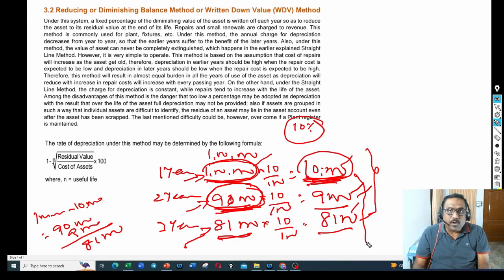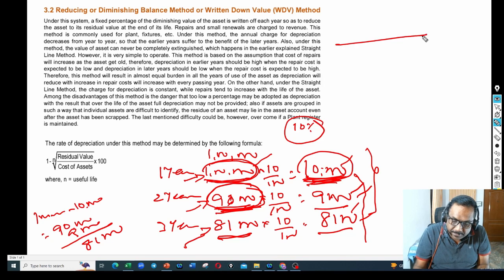Over a period of time, what will happen? Repairs will start. You will start incurring repairs on the machinery because of wear and tear. You will start incurring some expenses towards repairs and maintenance. Correct? At that time, if the depreciation value is less, your P&L will not be impacted.